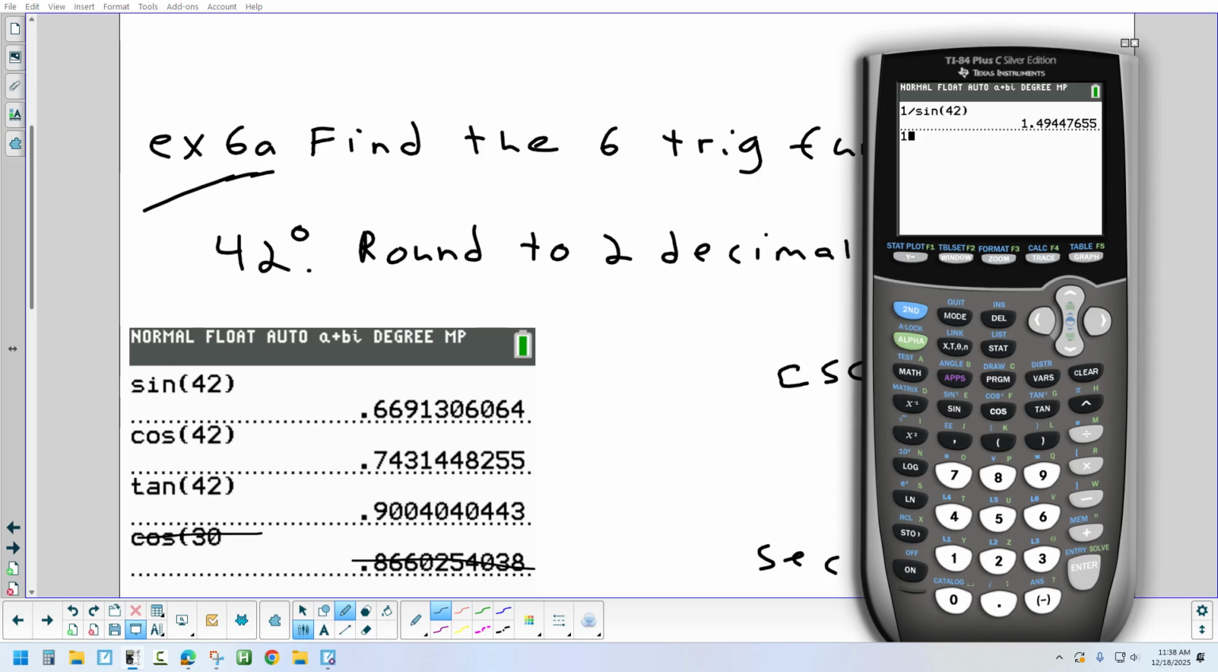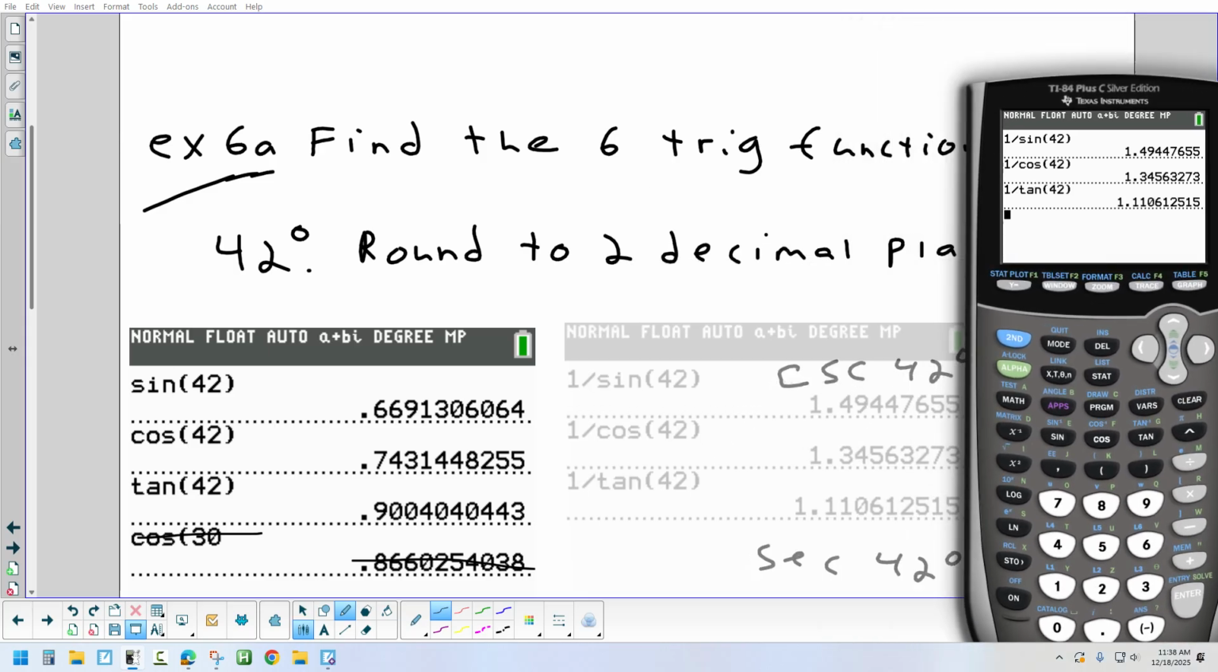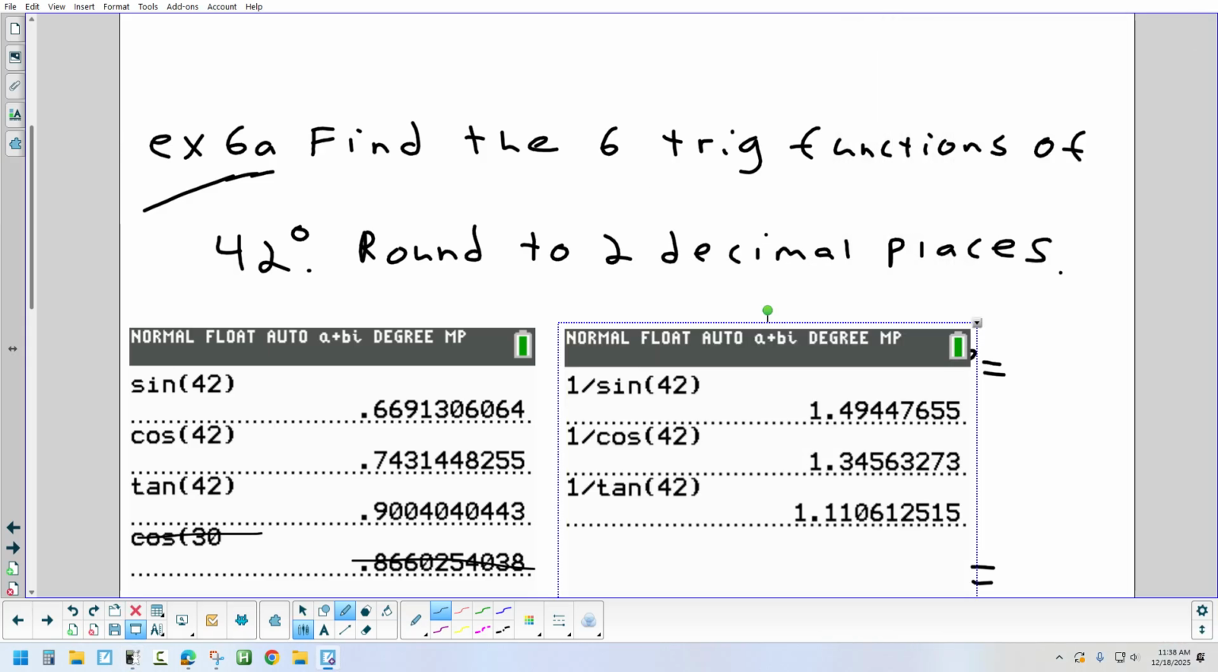And then how would we do the secant? What would I type in? Yep, 1 divided by cosine. And how would I do the cotangent? Yep, 1 divided by tangent. Okay. So that's how you do the sine, cosine, tangent, secant, cosecant, cotangent on a calculator.